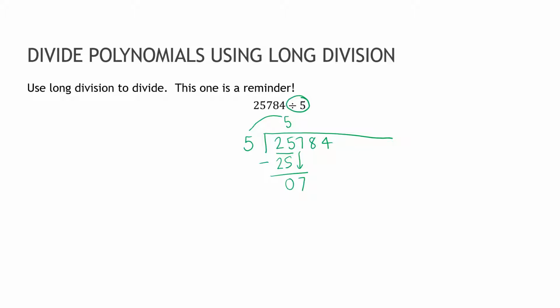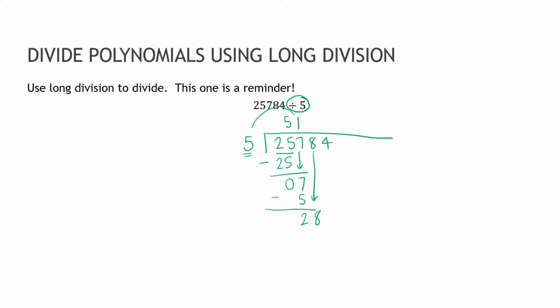25 minus 25 is 0, and I would bring down the next number. So hopefully this is all coming back to you. Then I say, how many times does 5 go into 7? 5 goes into 7 one time. I'm writing the 1 over the 7. 1 times 5 is 5, and I'm going to subtract that. 7 minus 5 is 2. Bring down the next number.